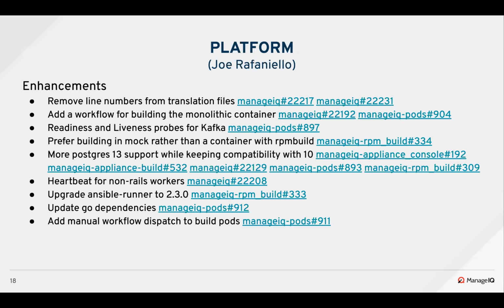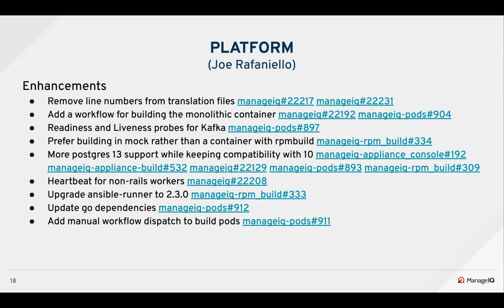For core enhancements, Jason removed line numbers from the translation files we generate. The goal is to decrease the noise when reviewing translation changes. Next, Brandon added a GitHub Action workflow to build the monolithic container automatically when it's triggered by the ManageIQ pods repository. Nassar added readiness and liveness probes for Kafka.